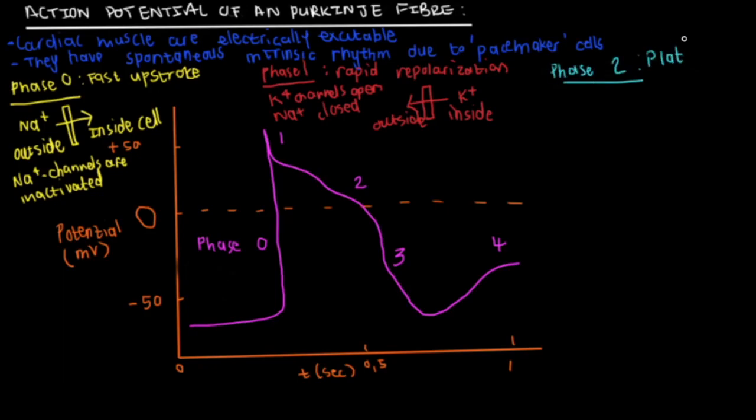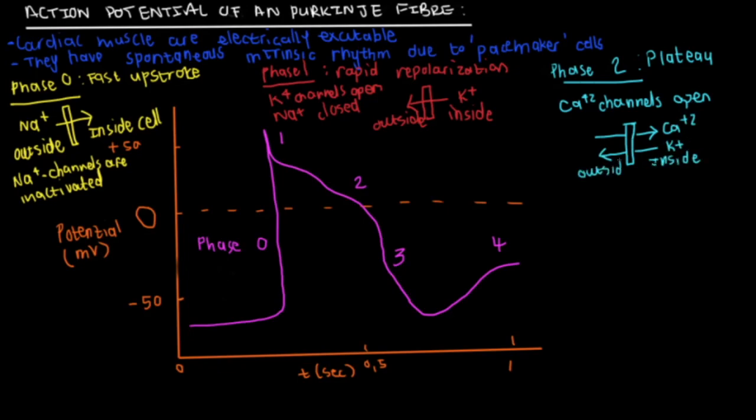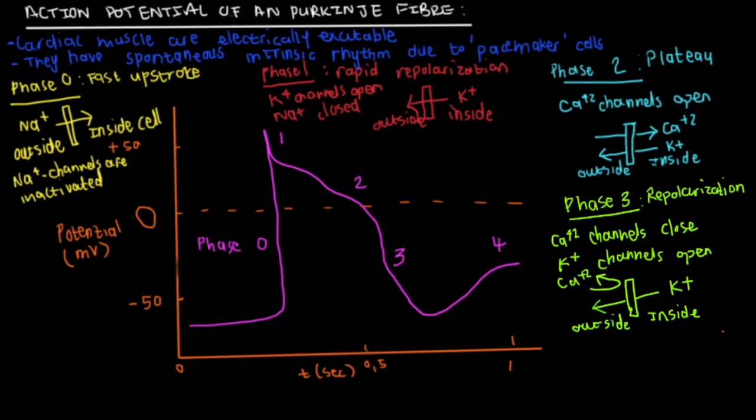Phase 2 describes the plateau. Here the voltage-sensitive calcium channels open, and this causes an inward depolarization because the calcium is going to move inside the cell while the potassium exits the cell. Phase 3 is repolarization, and this happens when the calcium channels close. Now potassium channels open, and potassium can exit the cell, forming an outward current, and this is what leads to the membrane repolarization.